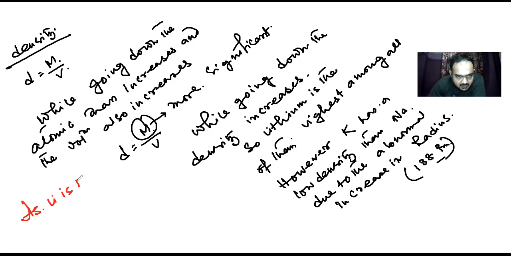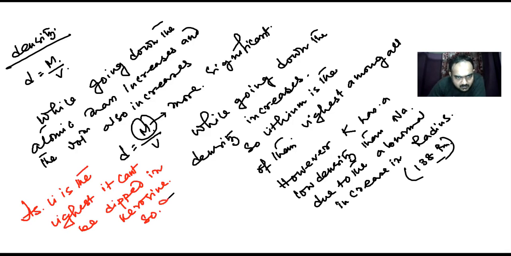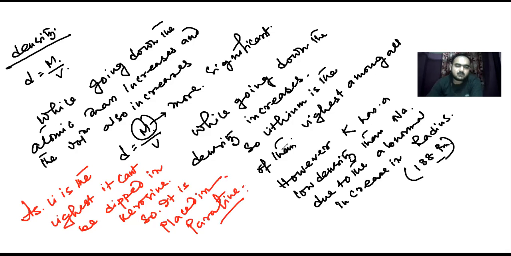As lithium is the lightest, it can't be dipped in kerosene. So it is placed or dipped in paraffin. That's why lithium is the lightest among all of them, and it cannot be dipped in kerosene as the density is very low. So it can be stored under paraffin or wrapped in paraffin. That is about our density.